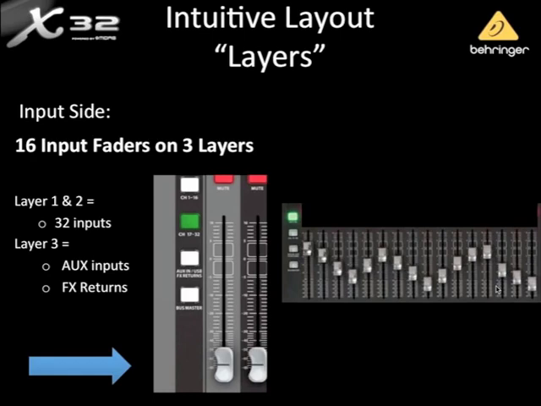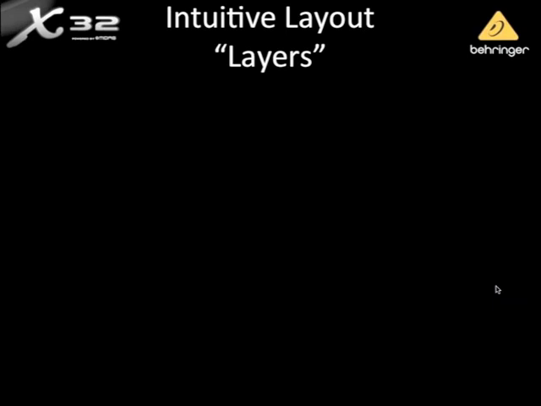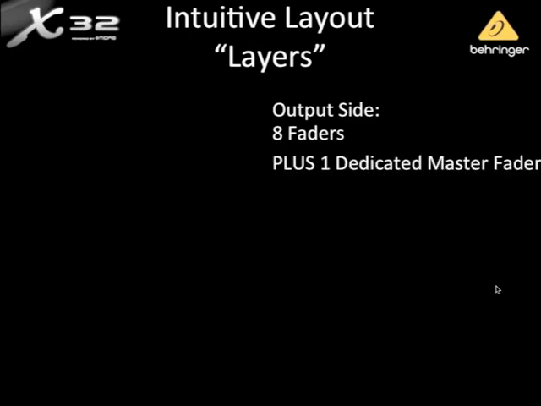And then on the third layer, right below that, are where your auxiliary inputs come in. The auxiliary inputs are actually 6 TRS balanced connections on the back of the X32 that can be used for a variety of functions. And they come up right here on a third layer, along with the effects returns from your internal effects processors. So everything you need to mix is coming in on that left-hand side on those 16 faders on those layers. Then you move over to the right-hand side of the console where you have your output faders. So the first layer of the output faders are our DCA groups.